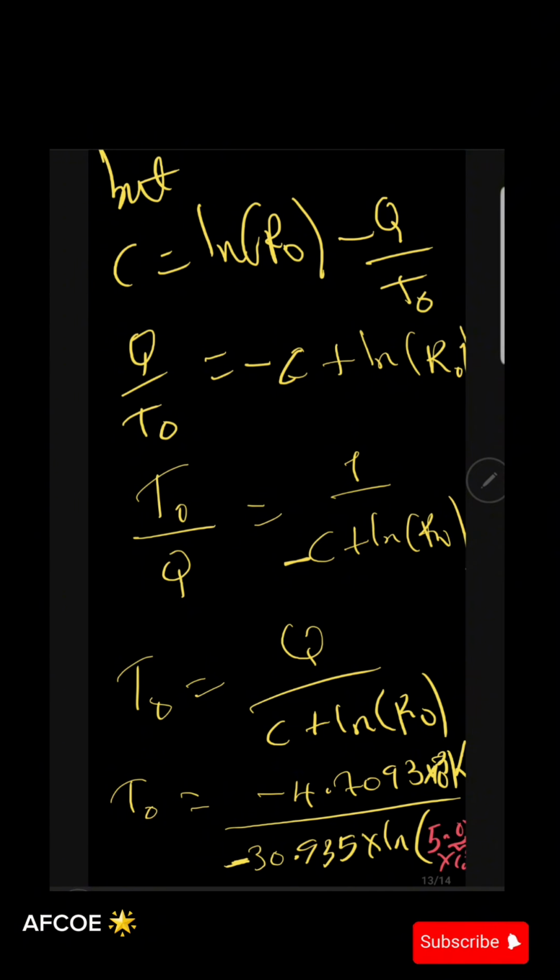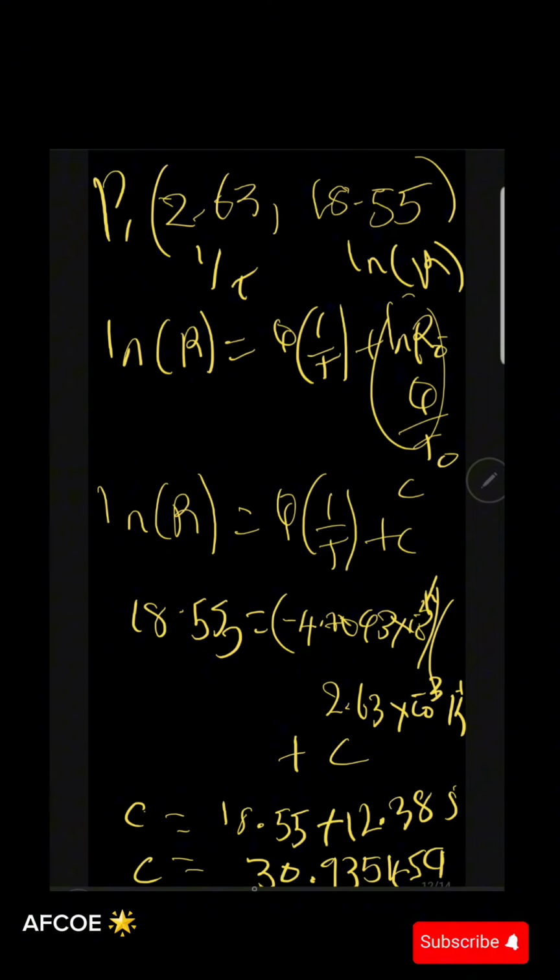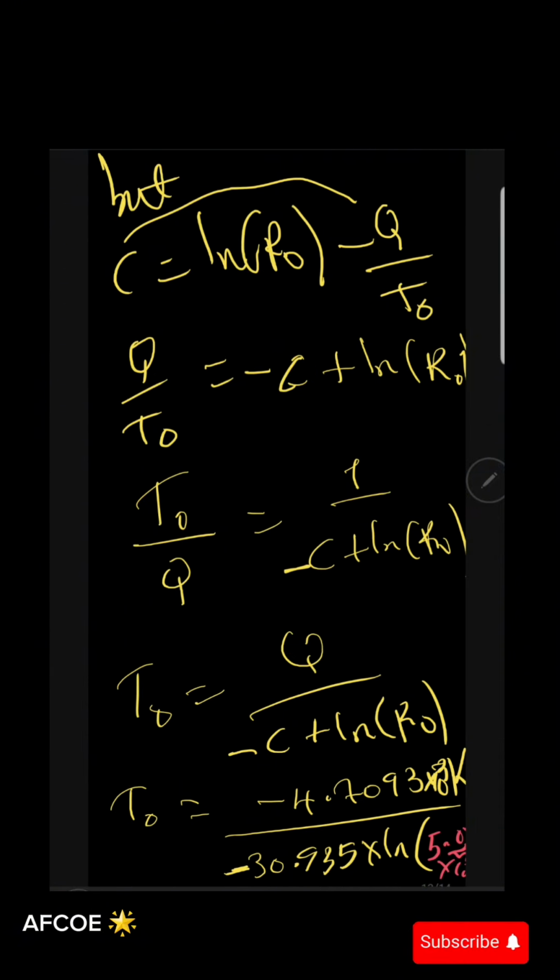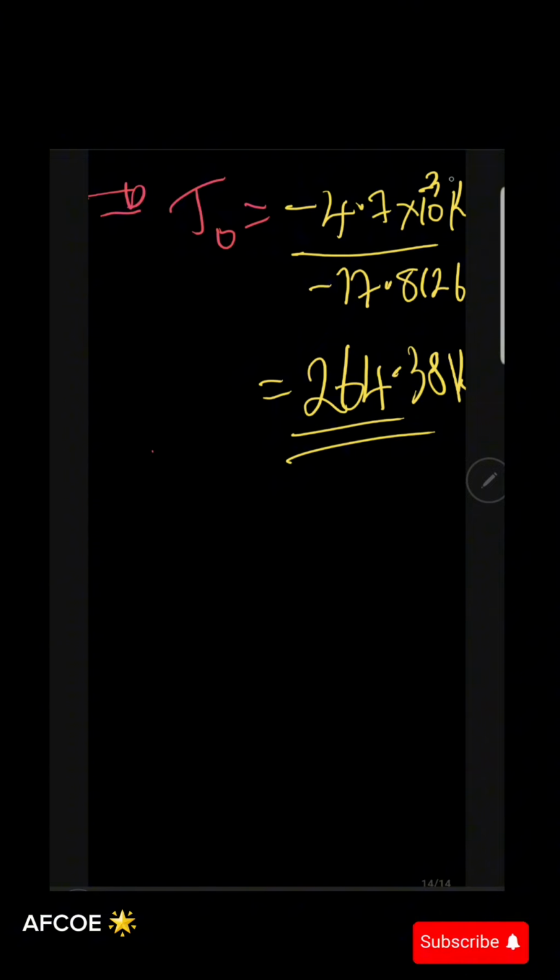So c equals ln R naught minus Q over T naught, and I make T naught the subject. I take this term this way and the other one the other way, so this one becomes negative and this one becomes positive. Then T naught over Q will be 1 on this side, so T naught will be simply Q on all of this side. There's a negative here. This negative c is what we calculated before to be 30 point something, but the negative of it. I simplify all of this. We got negative 4.7 times 10 to the 3 Kelvin for Q, dividing by negative this, and we got positive 264.38 Kelvin. So this is what we got.